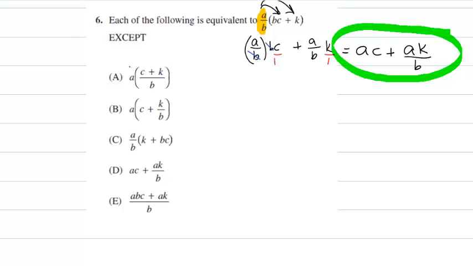Here I've got A over 1 distributed. The A is distributed on the top and 1 is multiplied in on the bottom. So we get AC plus AK. That's just taking the A and multiplying it by both of these. And on the bottom we have 1 times B. So that's AC over B plus AK over B. So right off the bat, this is looking like this might be the answer because it doesn't look like it's exactly equivalent to what we started with. But let's go through the other choices.